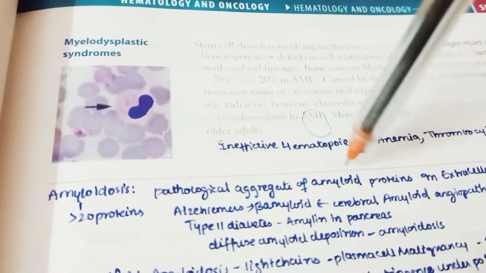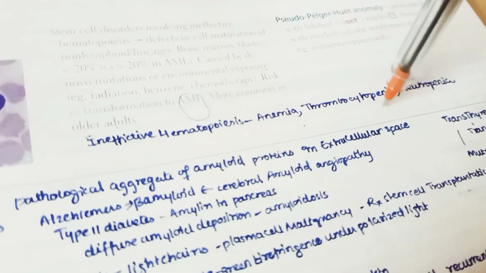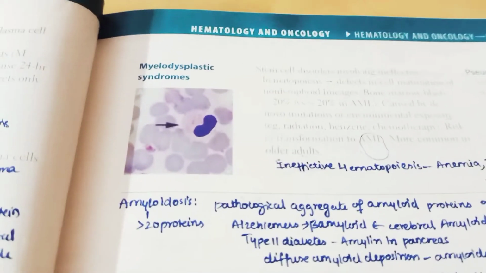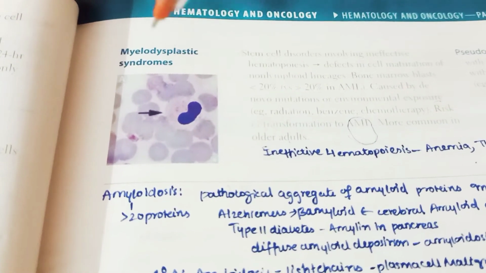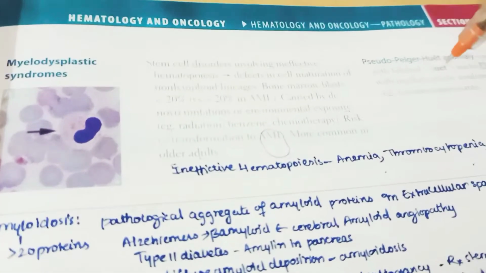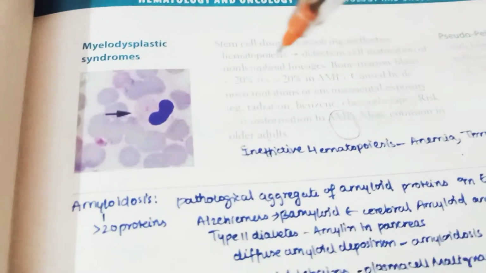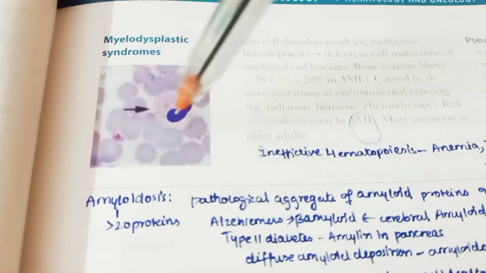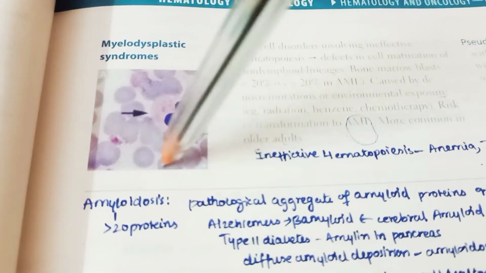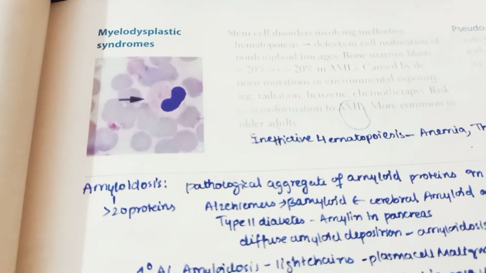So it is ineffective hematopoiesis, that is anemia, thrombocytopenia, neutropenia, all are decreased because it is affecting the stem cell. Okay, so pseudo Pelger-Huet anomaly is a neutrophil with bilobed nuclei. You can see the neutrophil with bilobed nuclei. It is associated with myelodysplastic syndrome or immunosuppressant drugs.